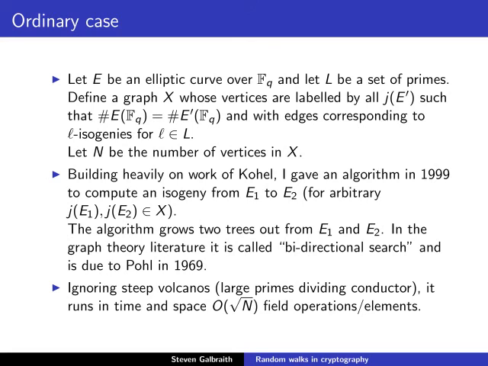So back in the 90s, I gave an algorithm to compute an isogeny between two curves, but this was not a low-memory algorithm. This was just a big, hungry algorithm. You've got a vertex in your graph here, and you've got a vertex in your graph here, and you want to somehow find a path between them. What you do is build out a tree from one end, and build out a tree from the other end, and you store everything, and at some point these trees come together, and you find your path. And much more recently, I'm embarrassed to say I never really bothered to look, but this is an algorithm from 1969 due to Pohl, and I probably should have cited that in my paper. They call it bidirectional search.